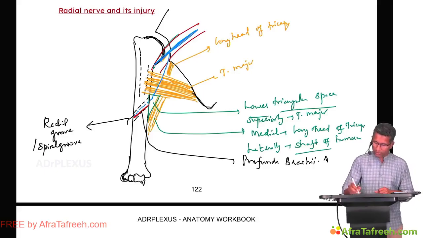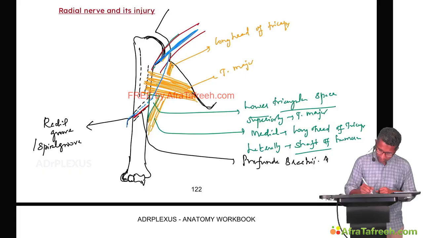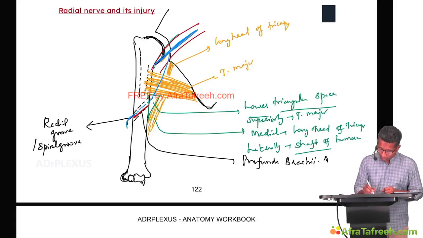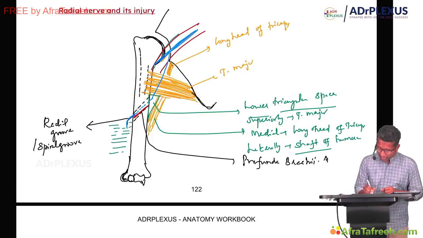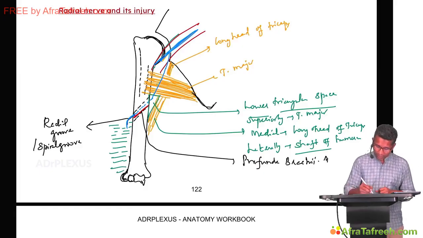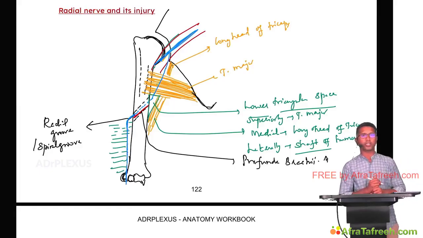lateral aspect of the arm. In the lateral aspect of the arm, you see a septum, and this septum is called the lateral intramuscular septum. The nerve runs in front of the lateral intramuscular septum, and it runs in front of the lateral condyle of the humerus.